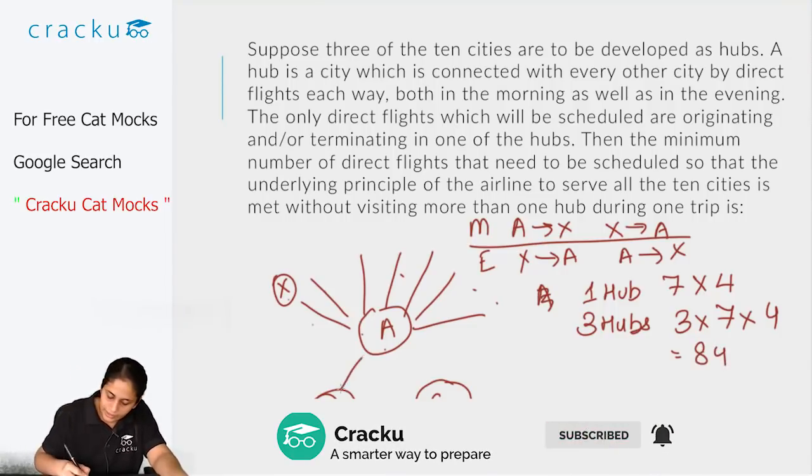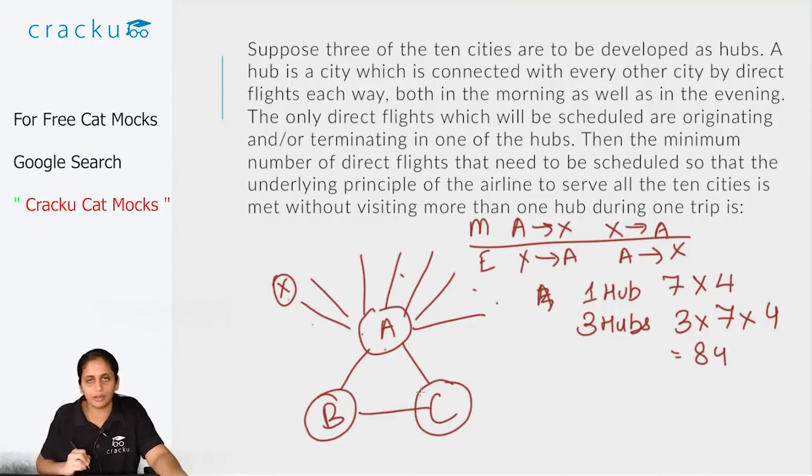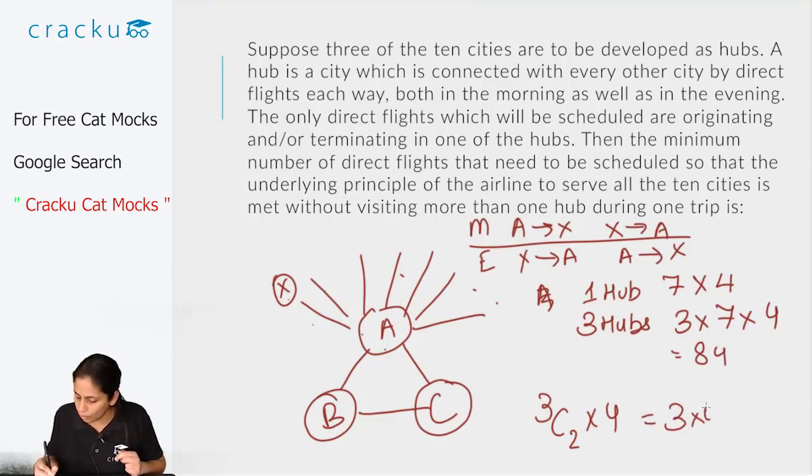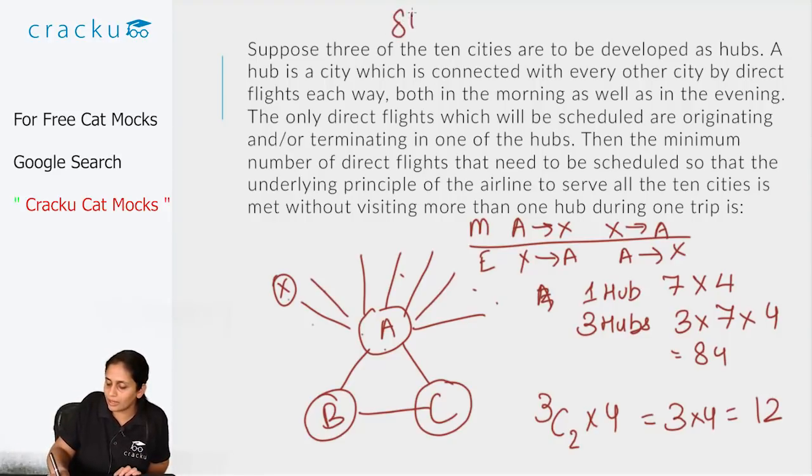Now you would need interconnection between these hubs as well. So there are 3 hubs. So the number of connections between the 3 hubs is essentially 3C2, and the number of flights per connection is 4. So that is 3C2 into 4, that is essentially 3 into 4, which is equal to 12. So the total number of flights needed is 84 plus 12, that is 96 flights. So the answer to this question is 96 flights.